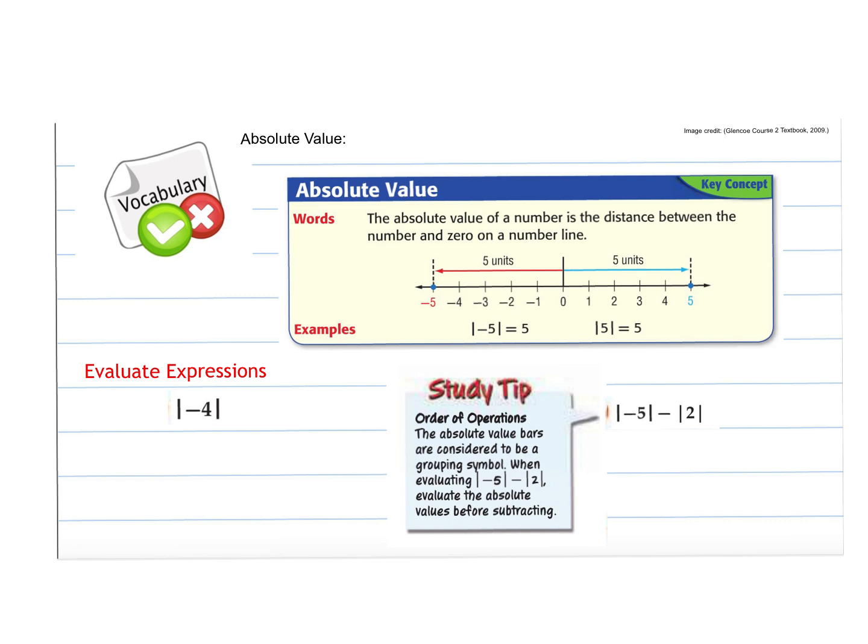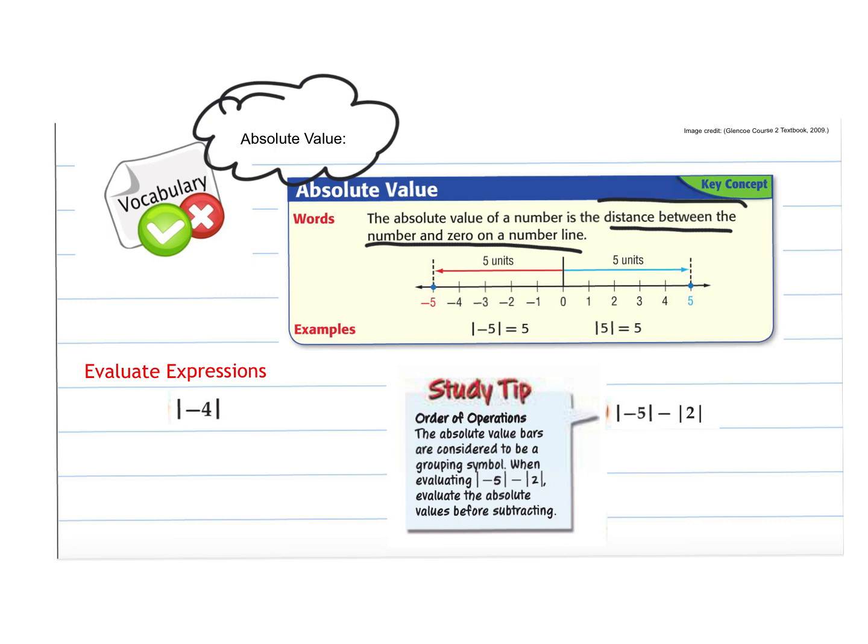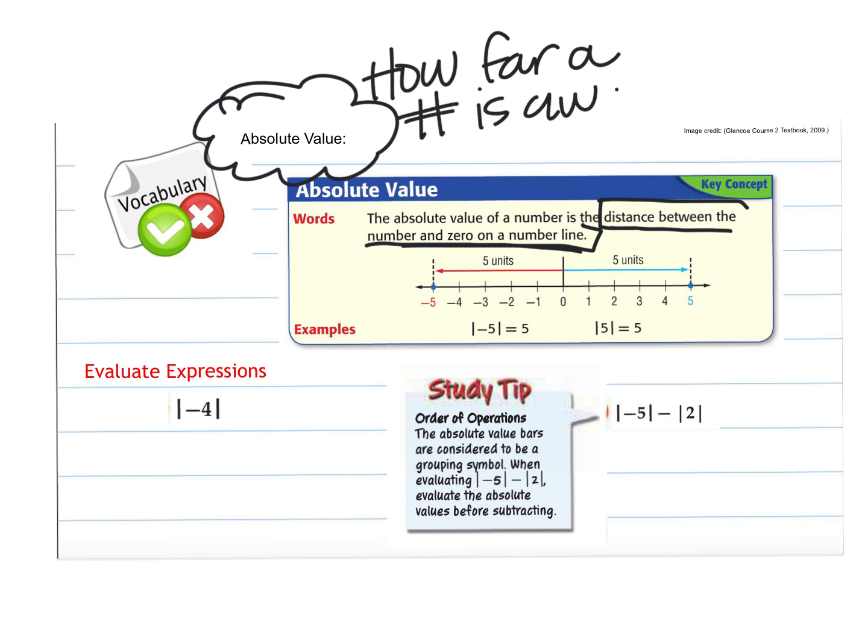Another important word that goes along with integers is the word absolute value. So please make sure you find this or write this down. Absolute value is the distance between the number and 0 on a number line. So write that down as your definition, the distance between a number and 0. Or basically, we can write how far a number is away from 0.